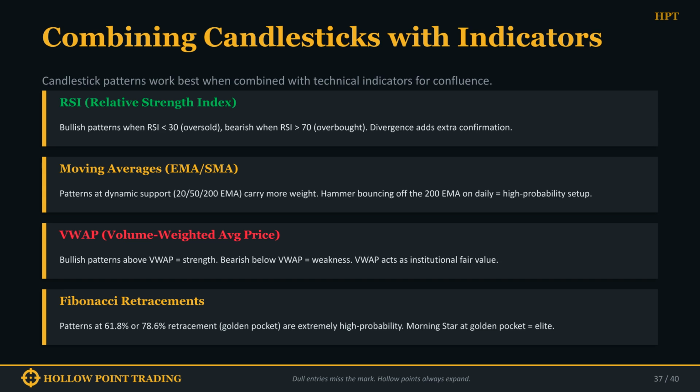Combine patterns with technical indicators for confluence. Look for bullish patterns when RSI is oversold, or when price rejects a moving average. Patterns at Fibonacci golden pockets offer elite, high-probability setups.